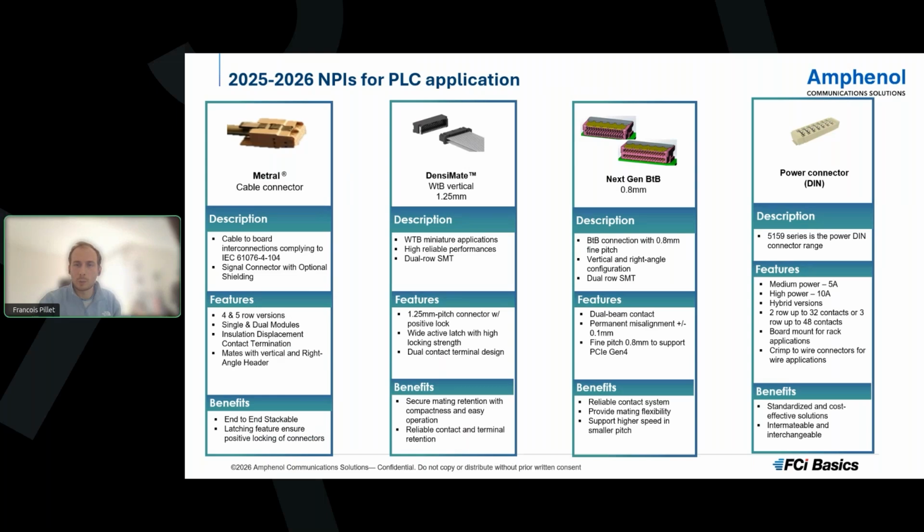Our next generation of board-to-board connectors will feature dual beam contact and upgraded design to prevent misalignment of plus or minus 0.1 mm, and will also support PCIe Gen 4. The 0.8 mm pitch will remain, thus making this solution a very compact connection. So please stay on the lookout for this one. And finally, the power connector DIN will be offered under power and hybrid version, able to reach up to 10 amps with 48 contacts. This new solution can be used in board mount for rack configuration or crimp to wire for wire application.